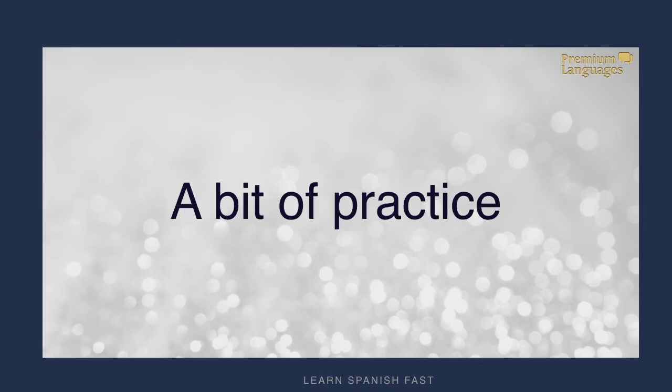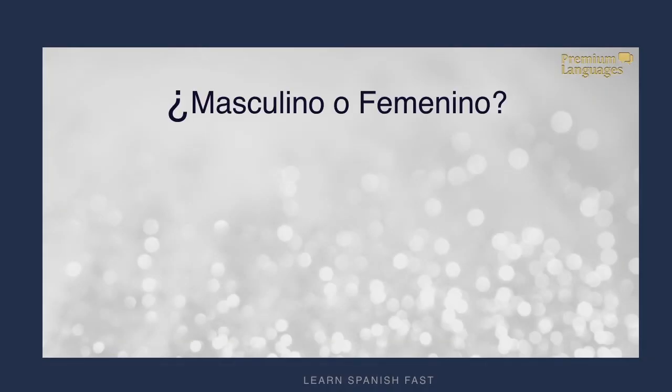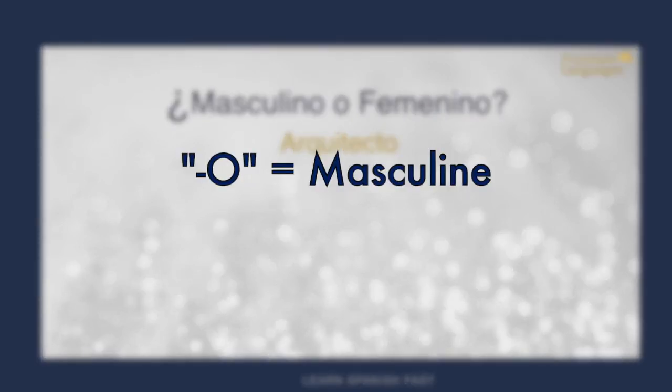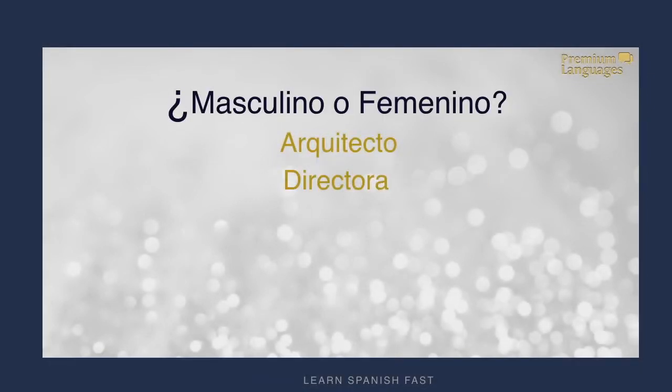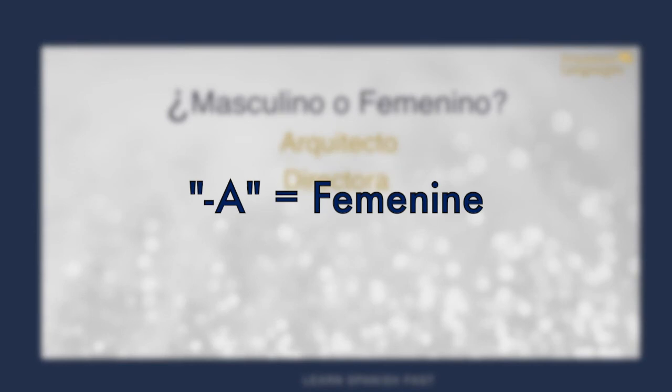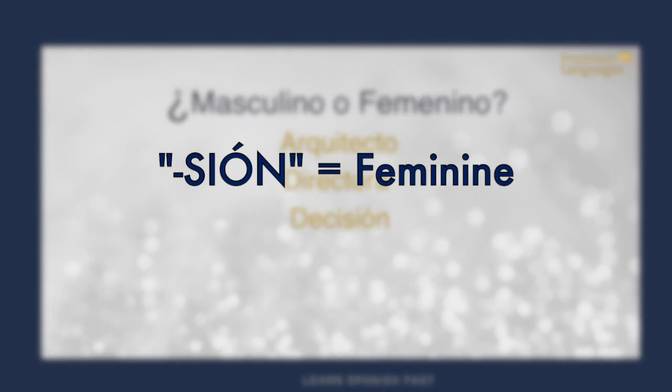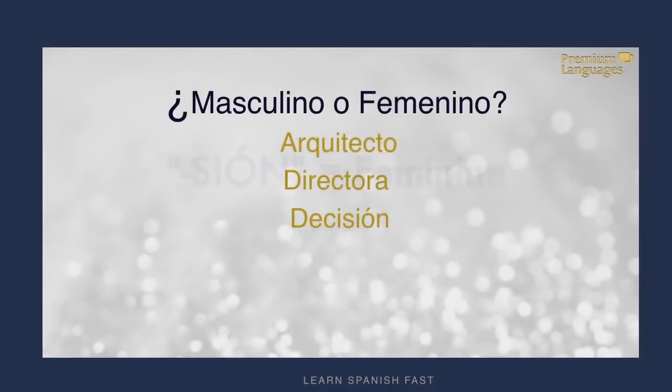What if we have a bit of fun and practice a bit? Masculino o femenino, masculine or feminine. Arquitecto. By looking at the ending, you can guess if it's masculine or feminine. O is clearly masculine, so it's a male architect. Directora, a director. Look at the ending, A, feminine. Decisión, decision. SIÓN ending, feminine.